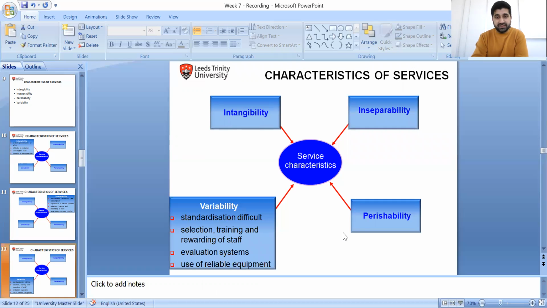So variability. In variability, there is standardization difficulty. We cannot make a standard of this service. There may be variability, and it is very difficult to make services standardized. As I said, selection, training, and rewarding of staff: we cannot make this standard.